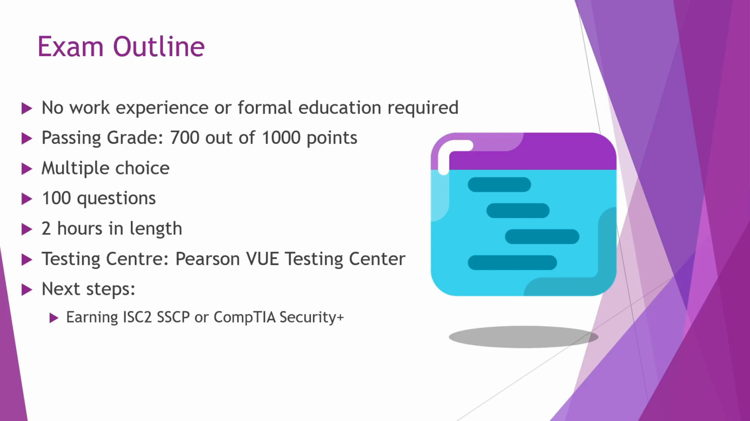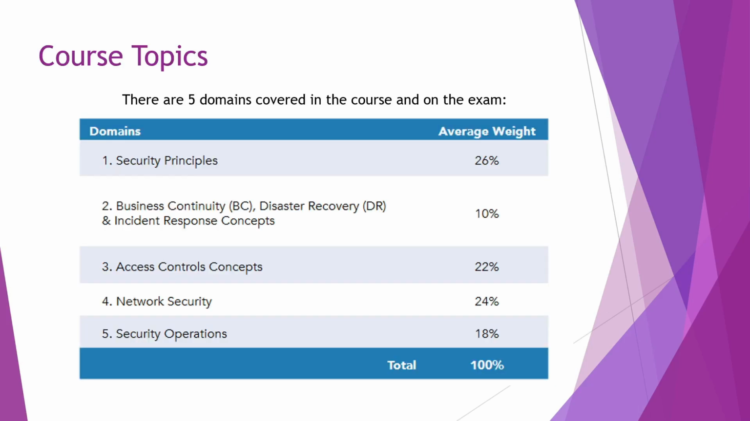This computer-based test takes place at Pearson VUE testing centers and consists of 100 multiple-choice questions lasting 2 hours in total. A minimum score of 700 out of 1,000 points is required for passing status. The exam determines the student's understanding across the 5 domains included in the exam outline. There exist 5 domains within the examination content, each including an array of essential topics relevant to cybersecurity.